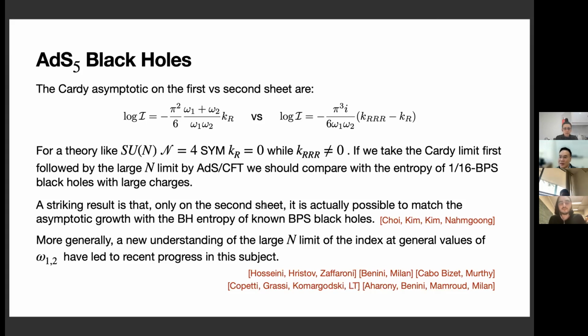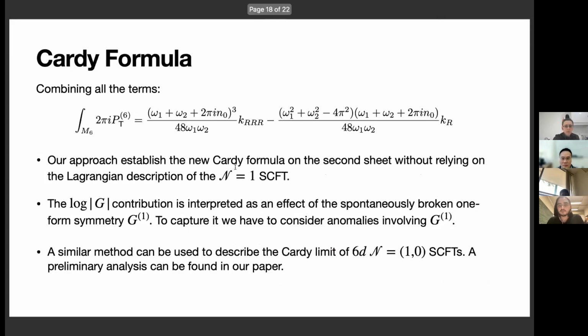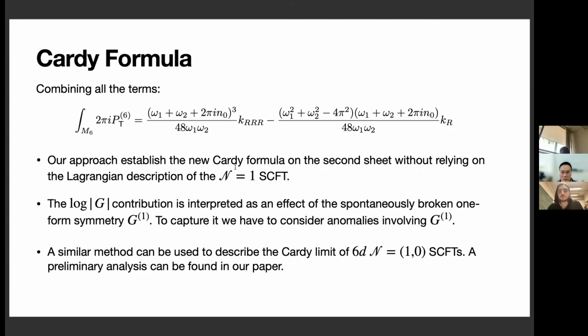Yeah, can I ask a question about this? Yeah. Hey, Luigi. So I was wondering about the spontaneously broken one-form symmetry that you mentioned. How should I be thinking about this? So like in an example, just take N equal 4. N equal 4 is a theory that has a one-form symmetry, and at high temperature, the one-form symmetry is spontaneously broken. So this G would be Z_N, G1 would be Z_N, and the log of the order of G would be N. Right.